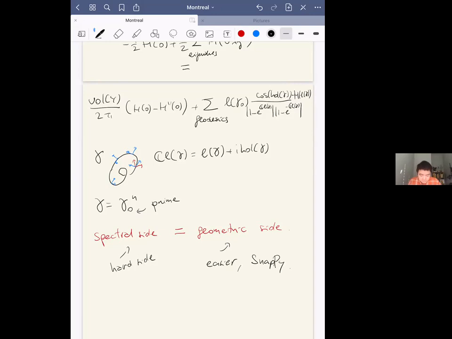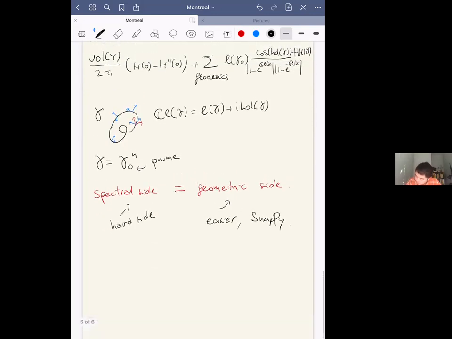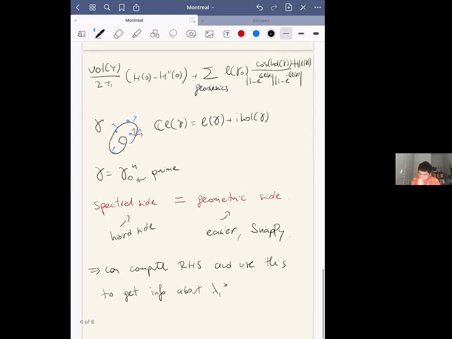Okay, so I guess the idea is that you can compute the right-hand side using SnapPy and use this to get info about lambda 1 star. Okay, so I won't get into the details of this. Our technology here is inspired by work of Bucher and Stromberg on number theory.